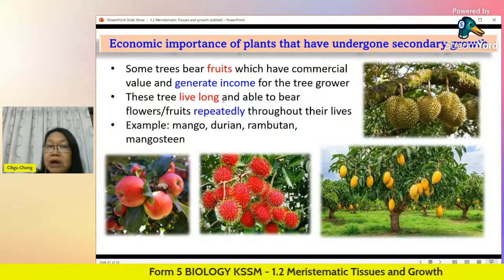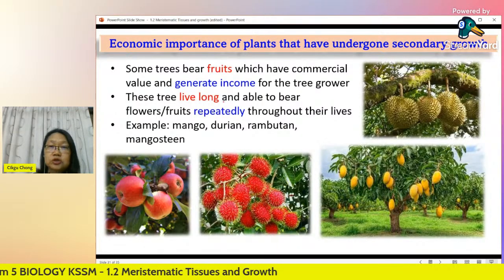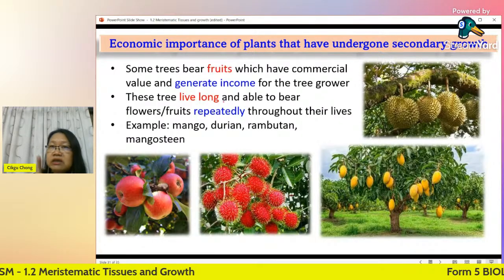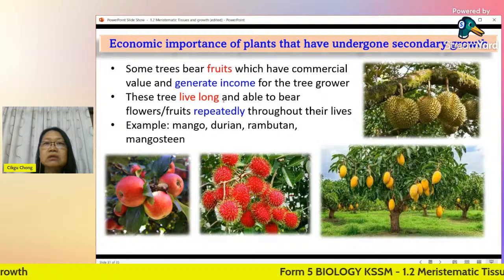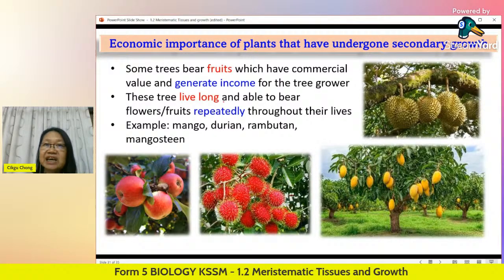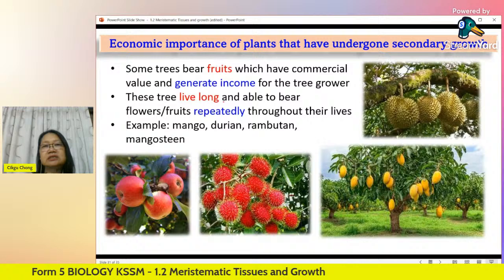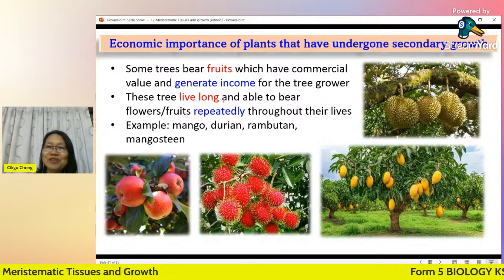Mango, rambutan, mangosteen, all these are of economic importance to humans because they have undergone secondary growth. That means they can live very long. They have a woody stem. They have all this wood part. That means it can grow many years. They can live many years, and it's good for you. You can get repeated income every year.